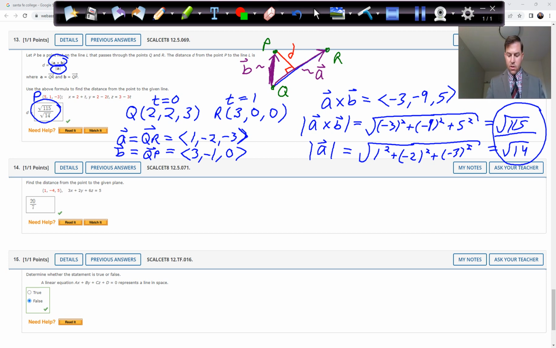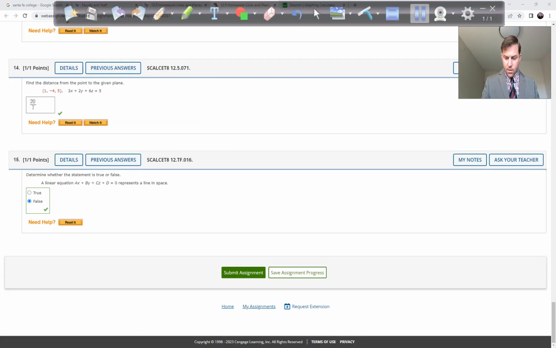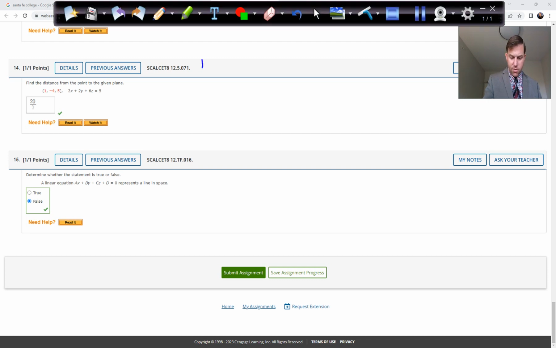Okay, so a little bit of work there, but hopefully if you follow my steps you can do the same approach with your numbers and be fine. Okay, problem 14. There's an equation in the book that says you can also calculate distance from a point to a given plane, and for some reason they switch letters. They call it capital D, that's fine.